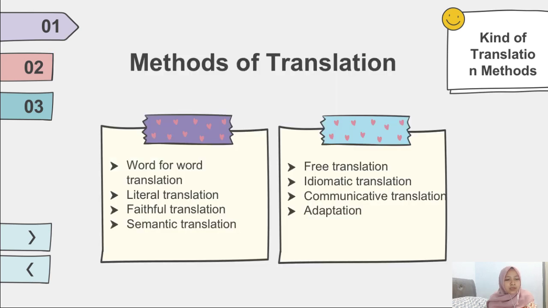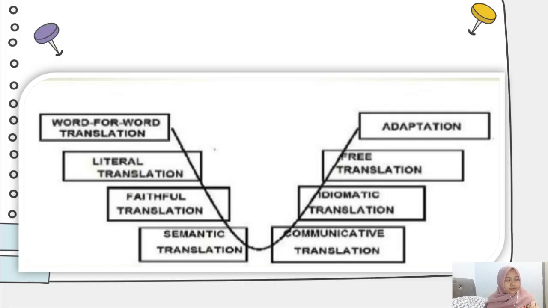Here we will explain some methods of translation, including word for word translation, literal translation, faithful translation, semantic translation, free, idiomatic, communicative translation, and the last one is adaptation.